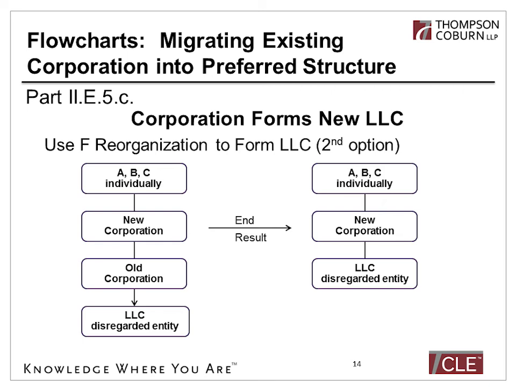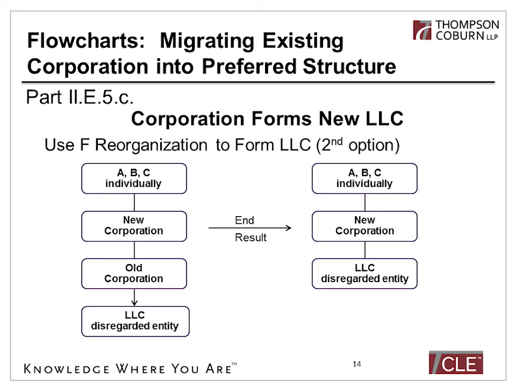So on the left-hand side, you see our structure. A, B, and C, who are the original owners, own the new corporation, and then underneath the new corporation is the old corporation as a Q sub. So again, the old corporation is disregarded for income tax purposes. The old corporation then merges into an LLC, which you can see at the bottom of the slide. So on the right-hand side, what happens is, instead of having the old corporation there, you have an LLC that's a disregarded entity there.